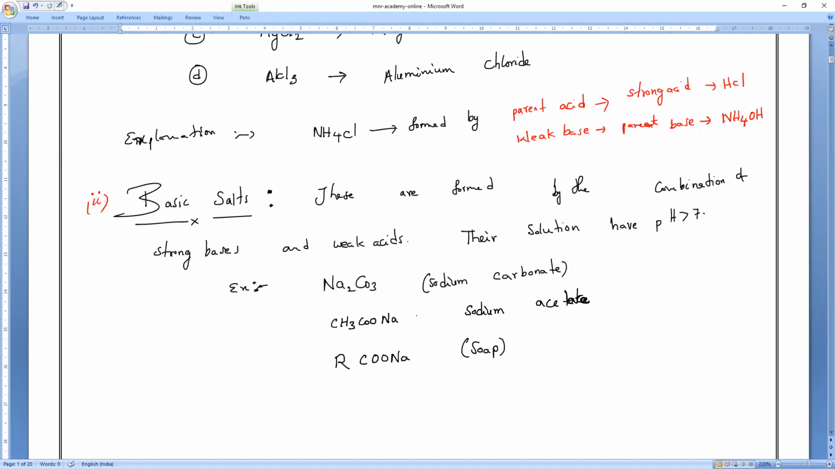RCOONa. If you want, you can make the examples also. In soaps, the number of carbon atoms varies. The common soaps have this general formula, and we will write it like this. Whatever soap you have, only the carbon number varies, from carbon number 15 to carbon number 17. If you want, you can write that too.